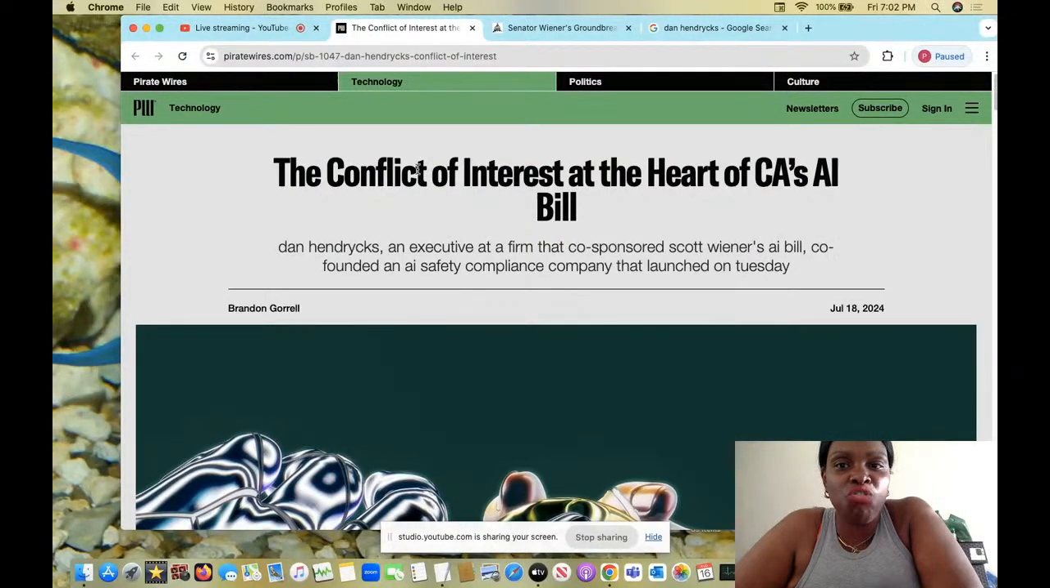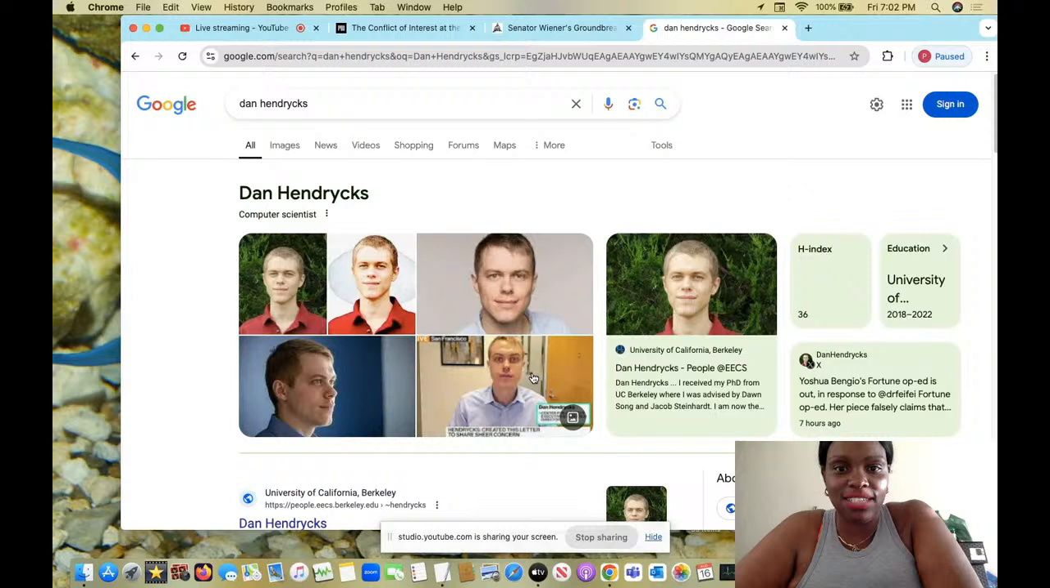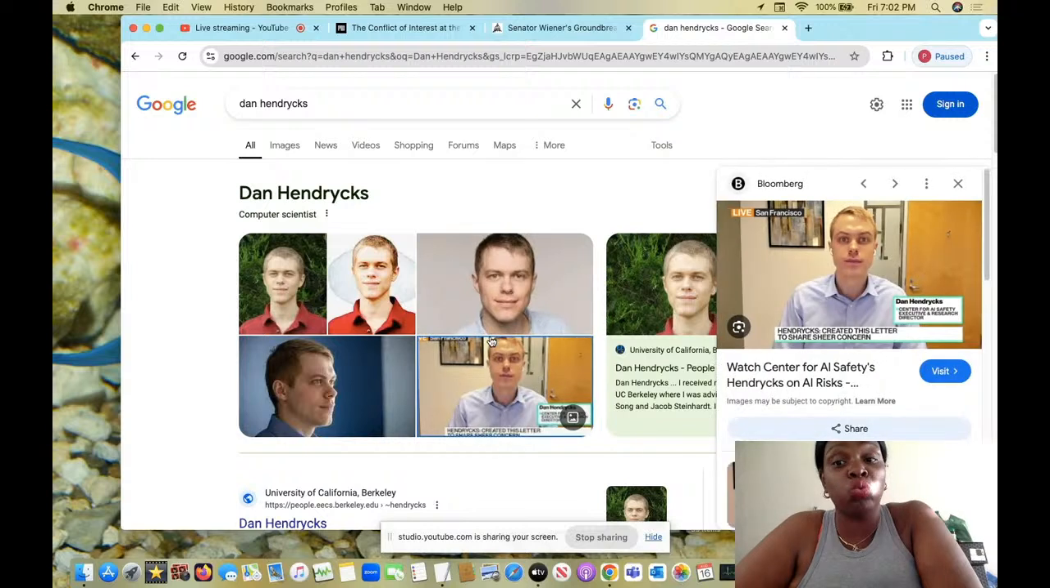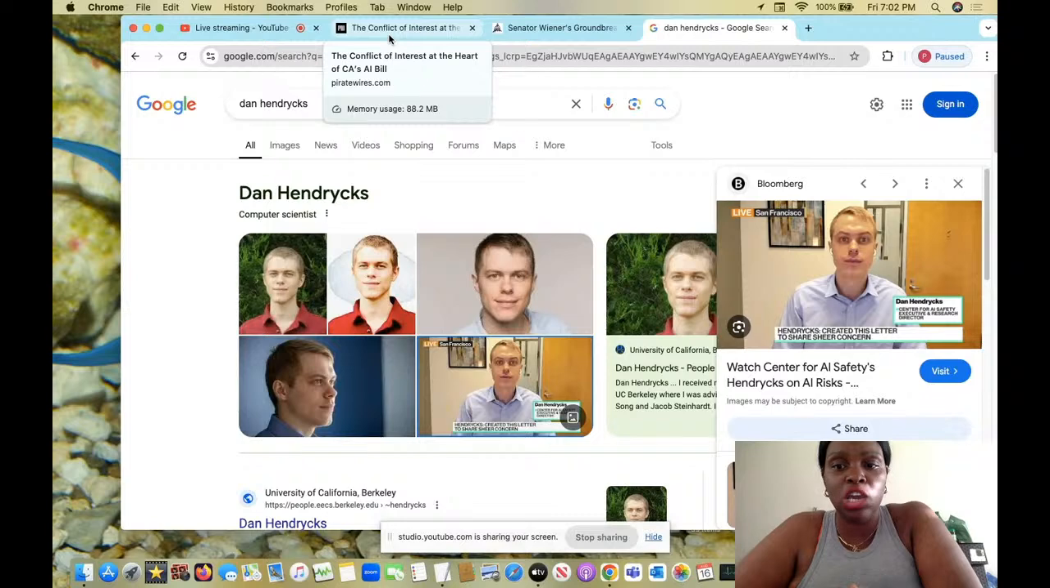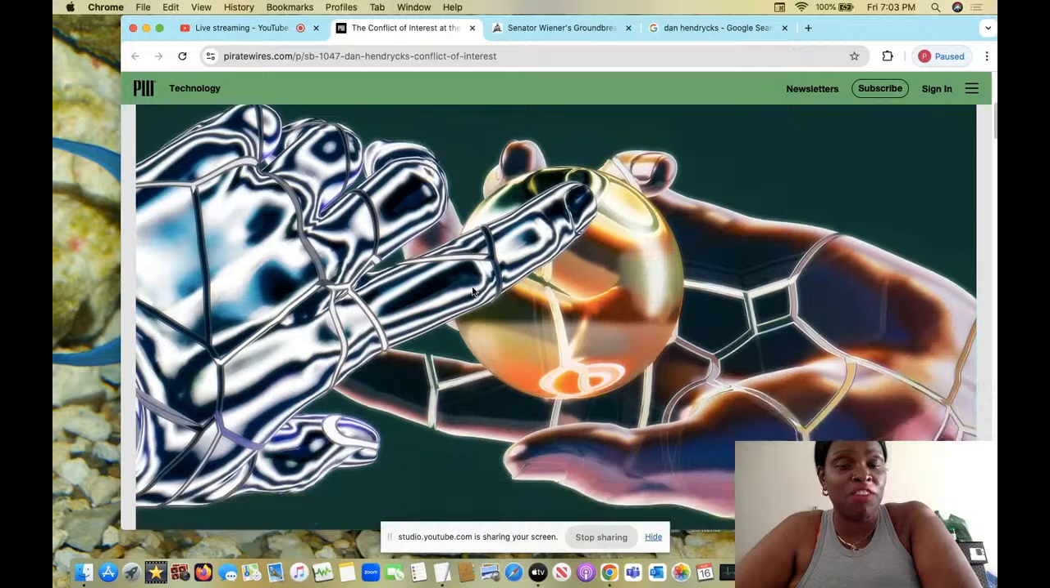The conflict of interest at the heart of California's AI bill. So Dan Hendricks, aka this white man that's about to get really hit up badly, and having something to do with the CEO of Cash App who was murdered. Dan Hendricks, an executive at a firm that co-sponsored Scott Wiener's AI bill, co-founded an AI safety compliance company that launched on Tuesday after helping them draft the bill.